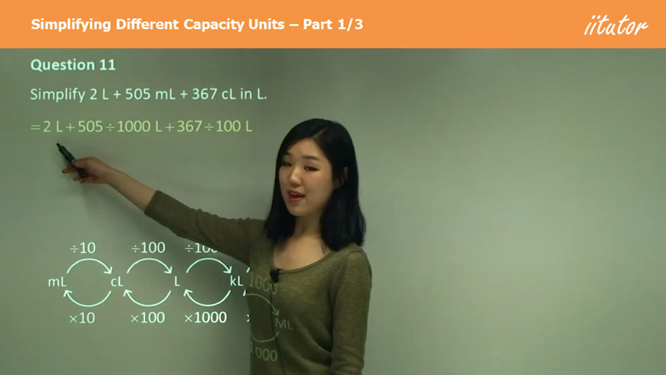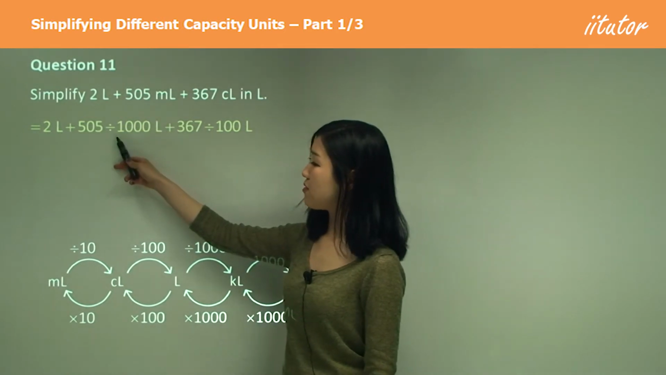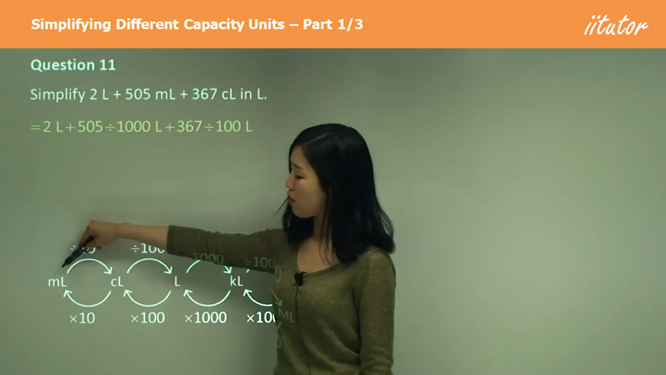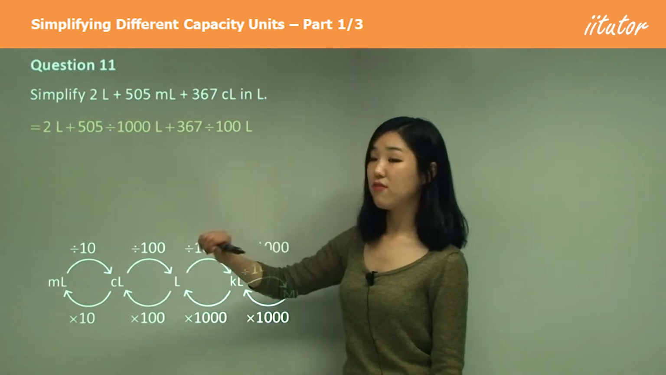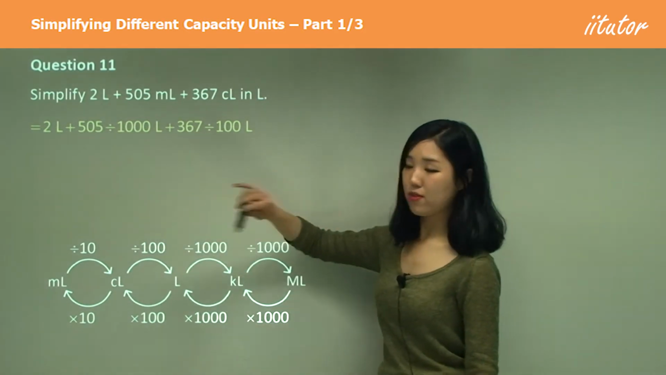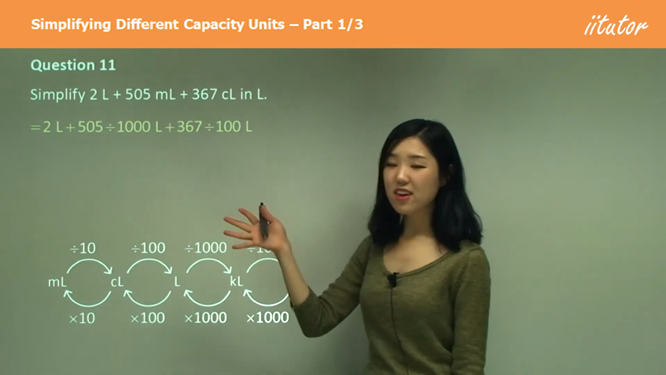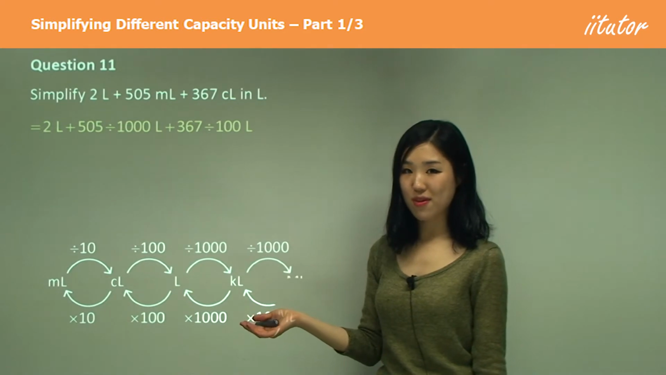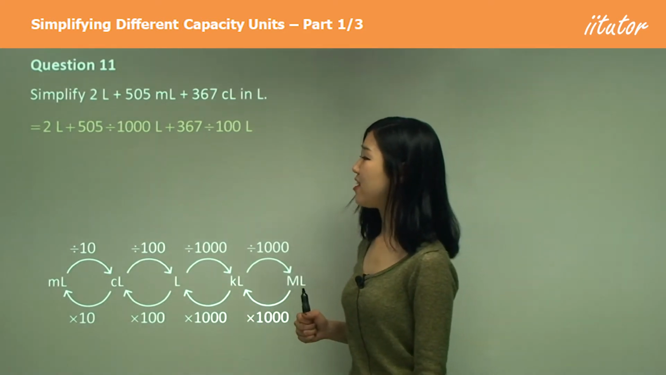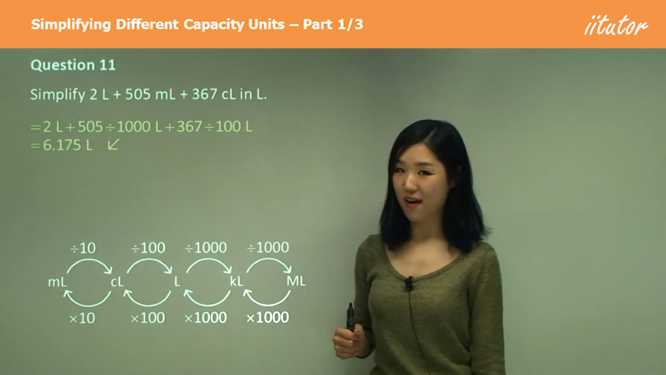2 liters, leave it as it is. 505 divided by 1,000, because we're going from here to here. And 367 divided by 100, because we're just going this way. Guys, calculate that. You may like to use a calculator, or you can just calculate yourself, whatever method you find quickest, and then you should get 6.175.